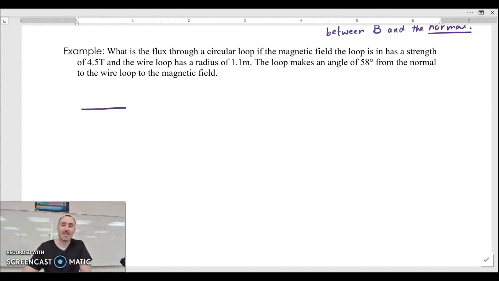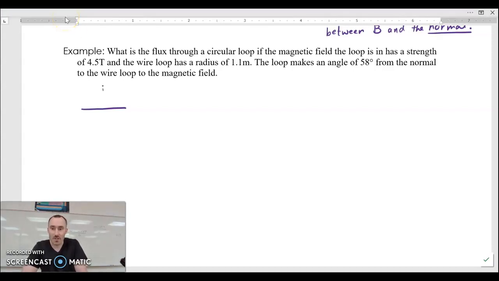That's a bit better. So there's our wire loop. Again, we're looking at the edge of the wire loop, and there's a magnetic field in it. The wire loop is a circle in this case. The loop makes an angle of 58 degrees from the normal to the wire loop to the magnetic field.